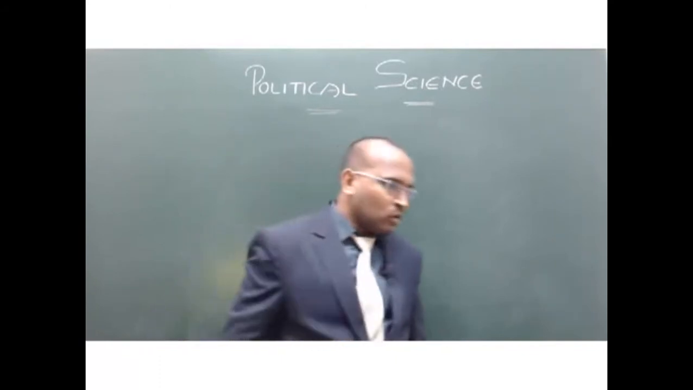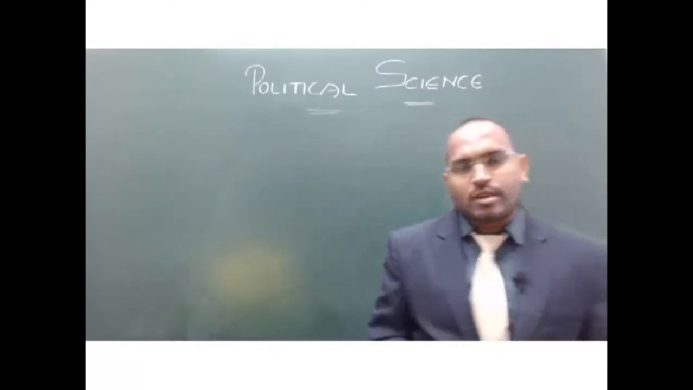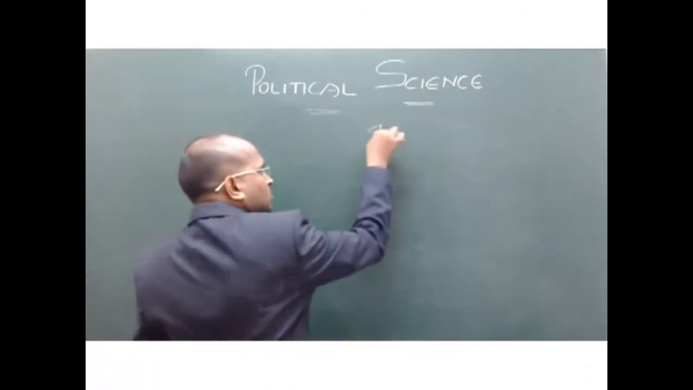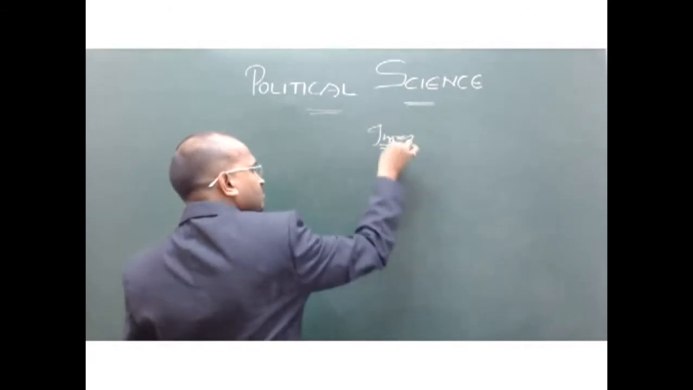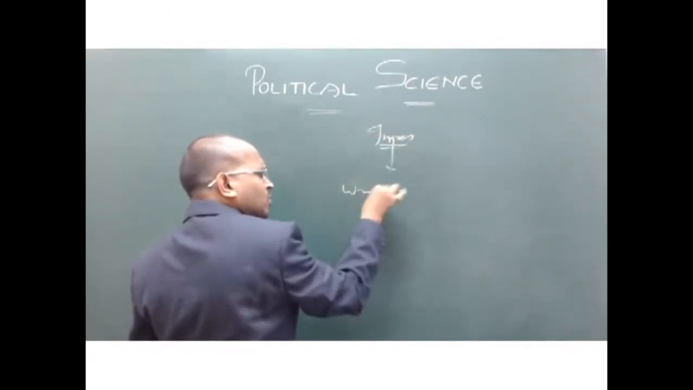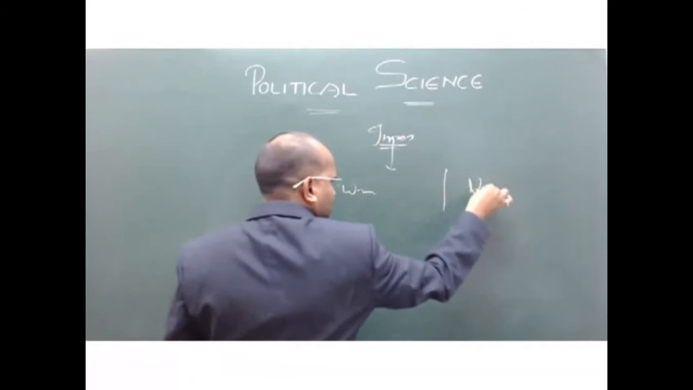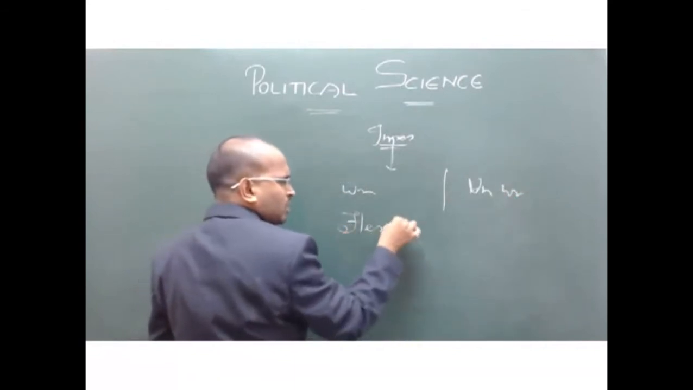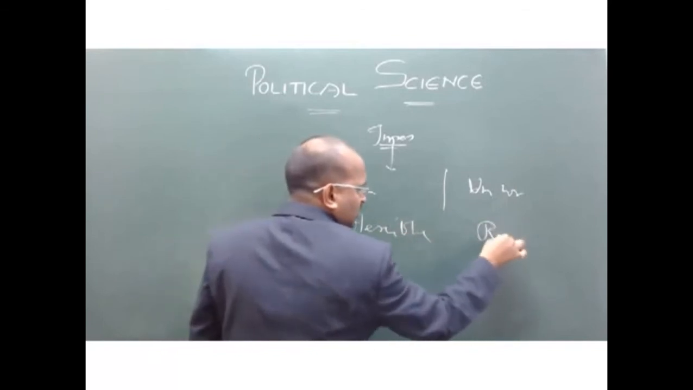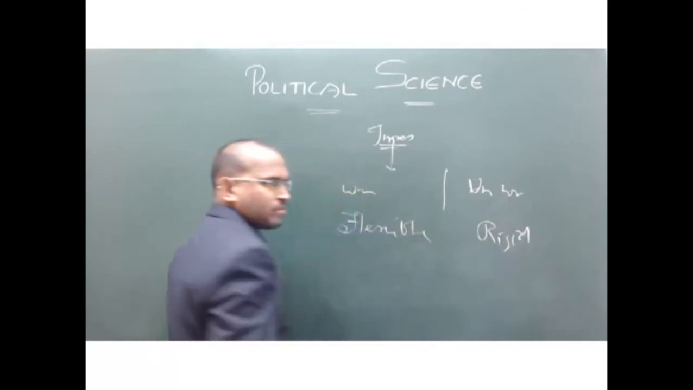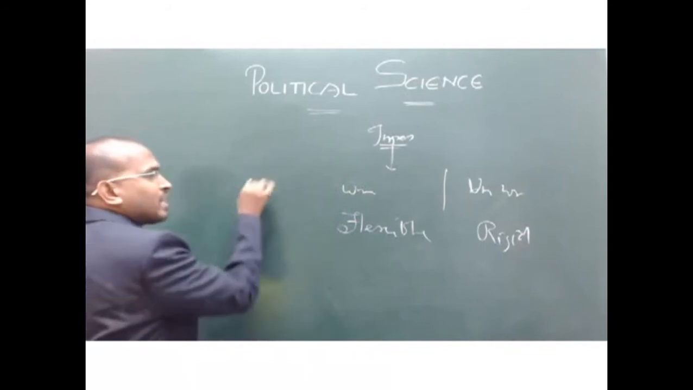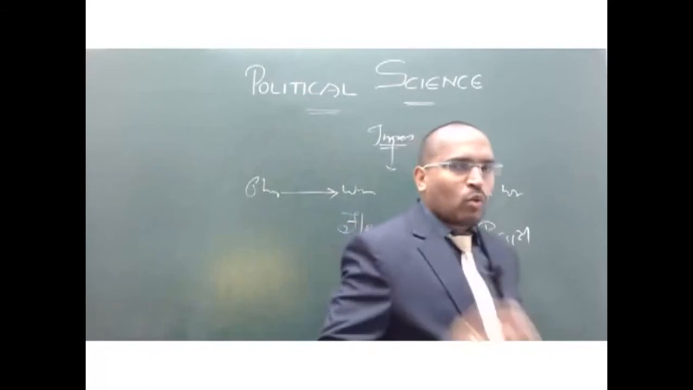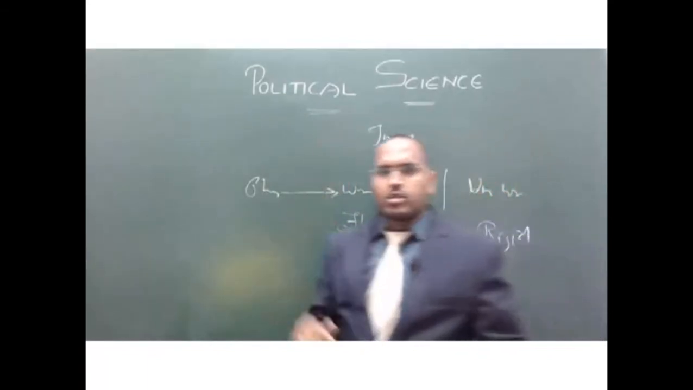Okay, now how many types of constitutions are there? Types of the constitutions. That is a written constitution and unwritten constitution, and flexible constitution and rigid constitution. Regarding the physical nature, constitution is of two types. One is the written and another one is the unwritten constitution.